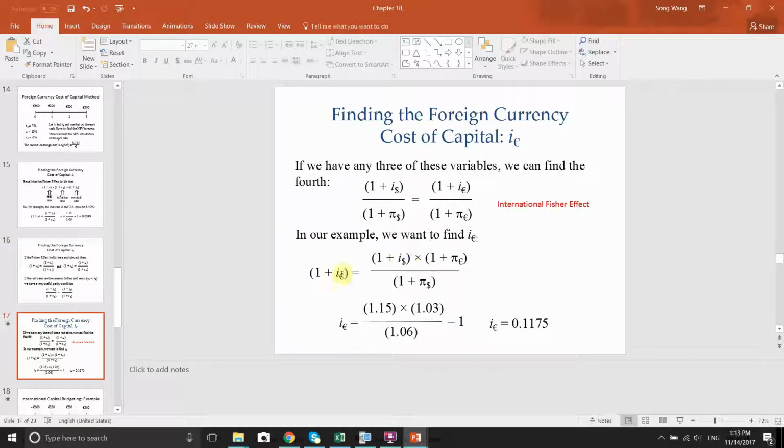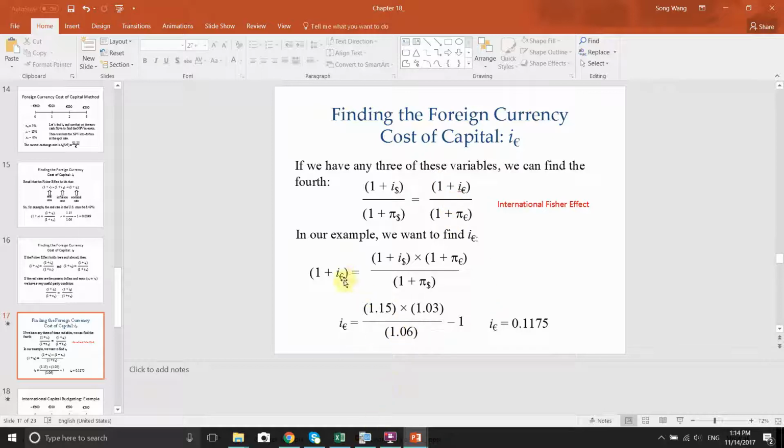Since I'm going to solve for the euro interest, the euro interest will be solved based on the US interest times the euro inflation divided by US inflation. Everything is a 1 plus term, and it is based on the international Fisher effect equation. All right, so this is how I solve for the euro rate.